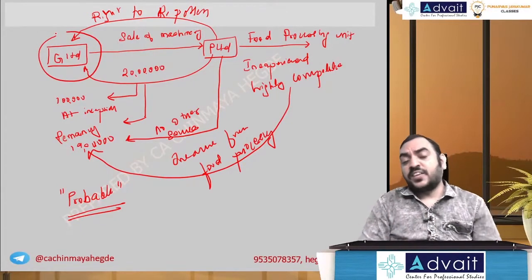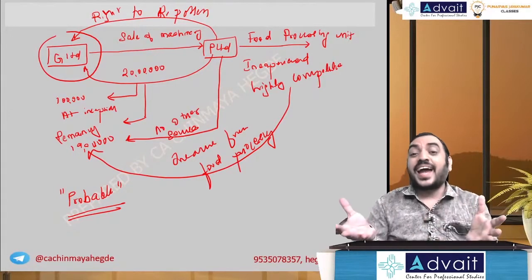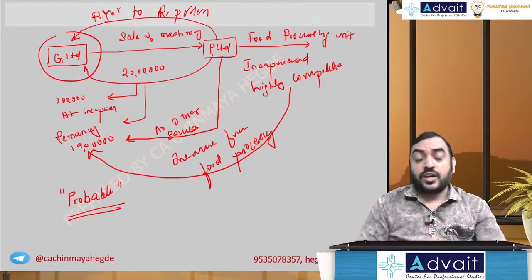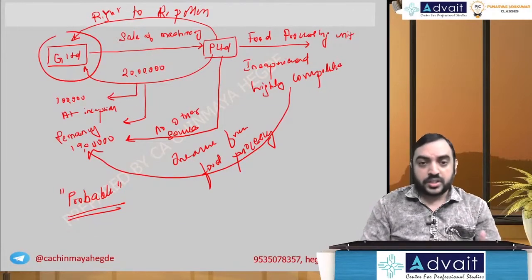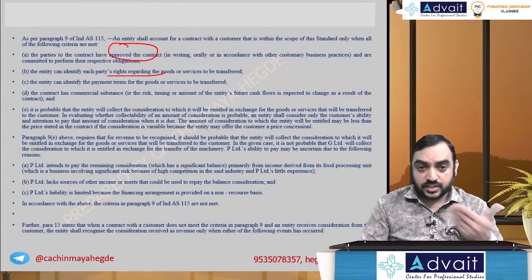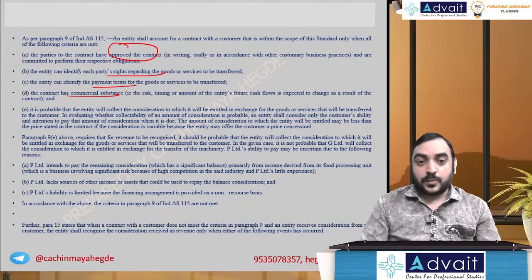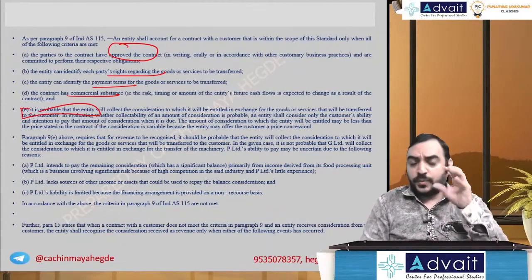When will they recognize revenue then? They should keep on reassessing these five characteristics. There are five characteristics for a contract for revenue to be recognized. What are those five conditions? Quickly, parties have approved the contract. You can identify rights and payment terms, the contract has commercial substance. It is probable. So these conditions should be satisfied.